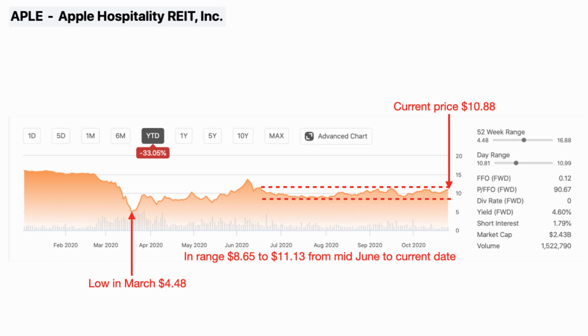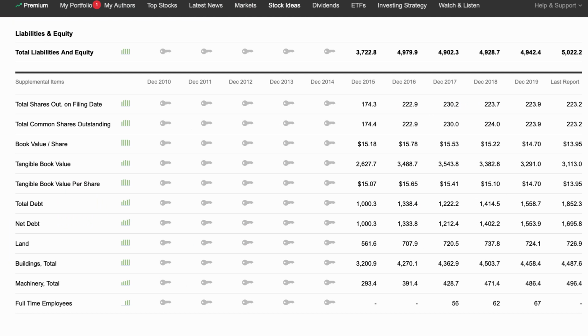The current share price at the time of making this video is $10.88 per share. So I'm just heading back to the balance sheet now because I just want you to see here the book value per share and the tangible book value. Okay, so if you look at the book value per share here, you can see it was 15.18 in 2015.